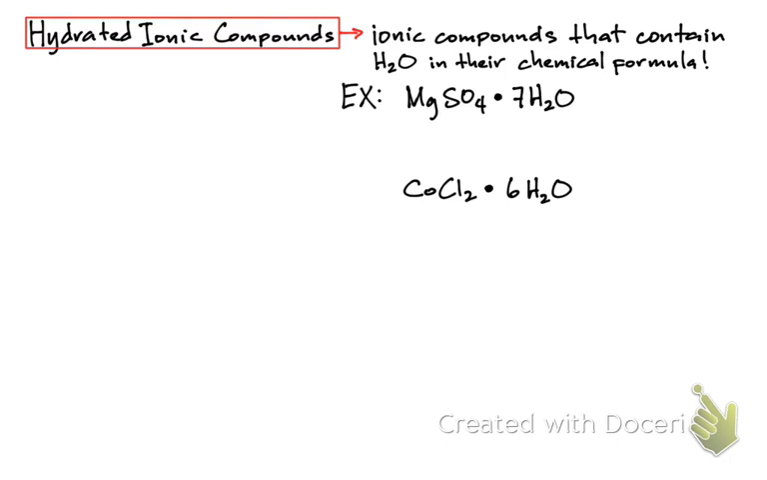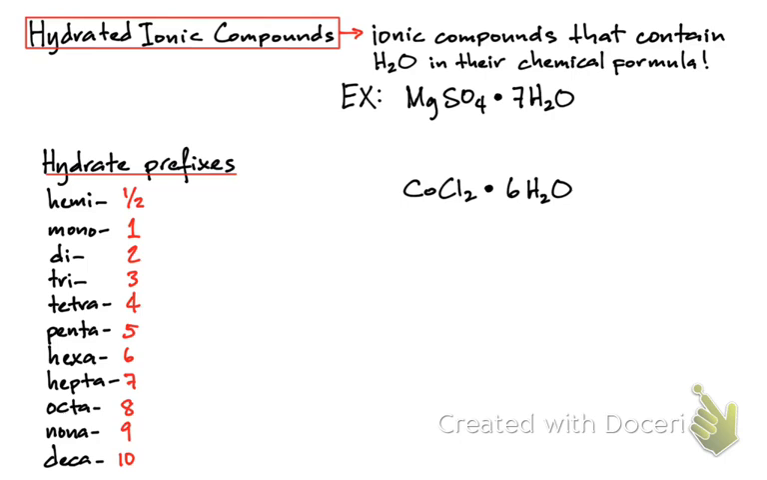Naming these hydrated ionic compounds is actually pretty straightforward. The only thing you have to remember is the prefixes that indicate the number of H2O molecules. So that would be hemi, mono, di, tri, tetra, penta, hexa, all the way to deca. So hemi is 1/2, mono is 1. That means you have a single atom or ion of that specific element, all the way to deca, which has 10 ions for that specific element.